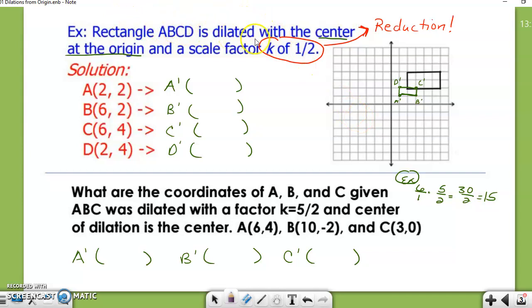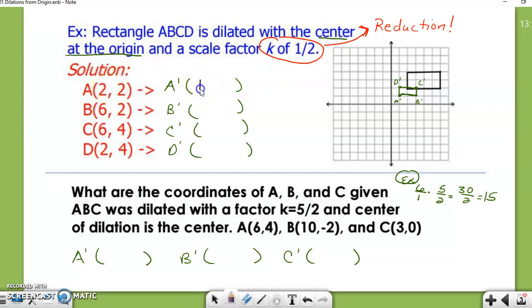So let's take rectangle ABCD. It's dilated with the center at the origin, and now our scale factor is 1/2. So we know it should be a reduction. So basically, I'm going to multiply every single one of my x and y coordinates by 1/2. Multiplying by 1/2 is the same as dividing by 2.